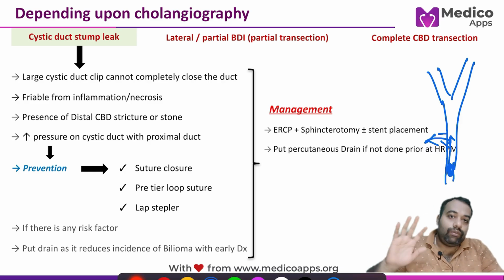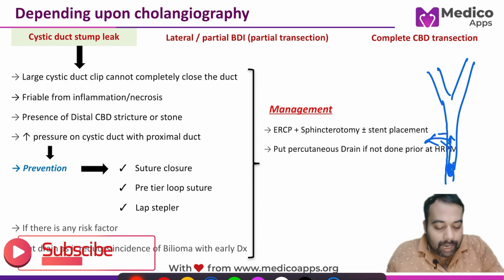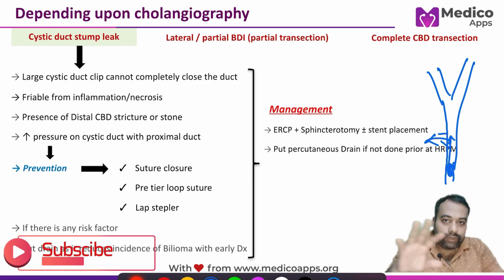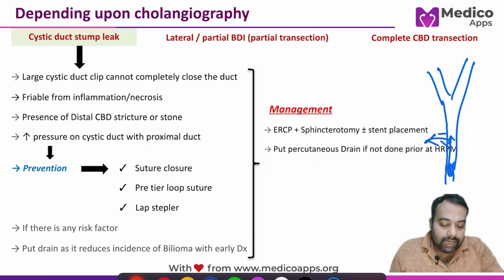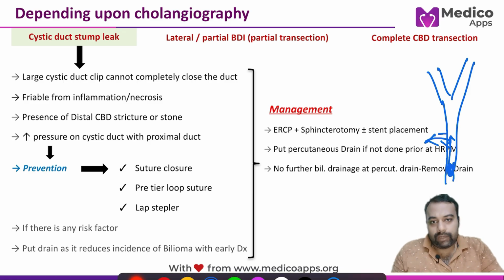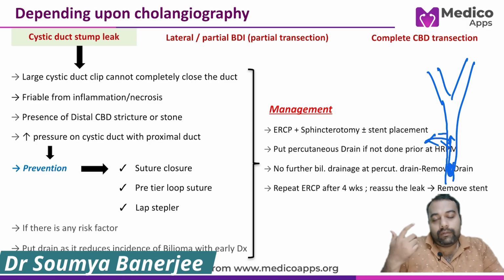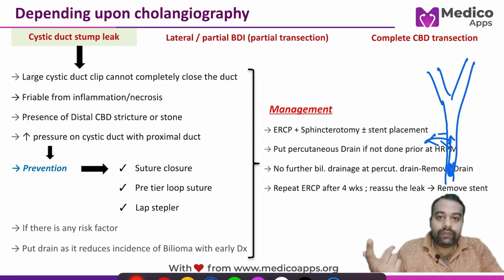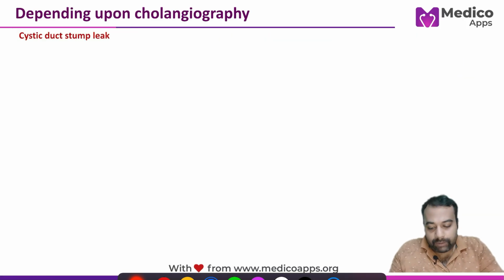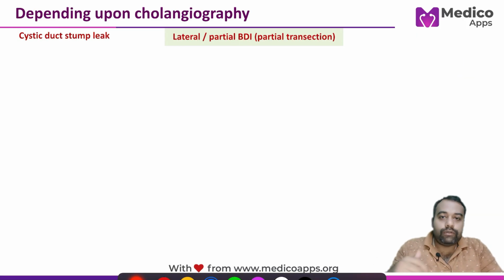And obviously you can also put a percutaneous drain to drain the biliary content from the HRPM. And obviously after a few days, when the bile output has decreased, we can reassess the scenario with an ERCP after 4 weeks. If everything is fine and reassurance of the leak closure is there, we can easily remove the stent as well. Okay, so this is how you are supposed to deal with this.